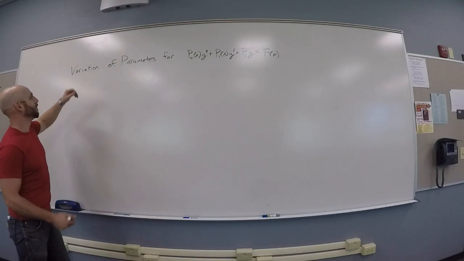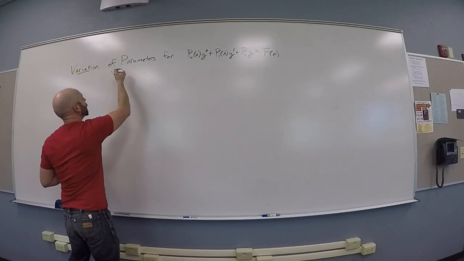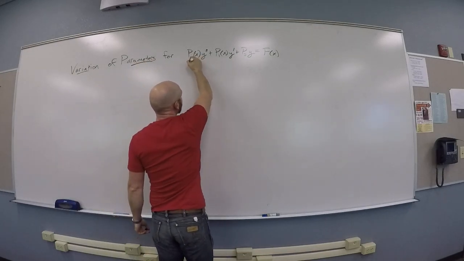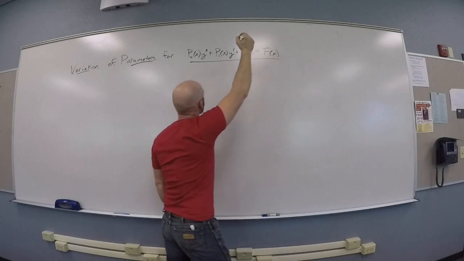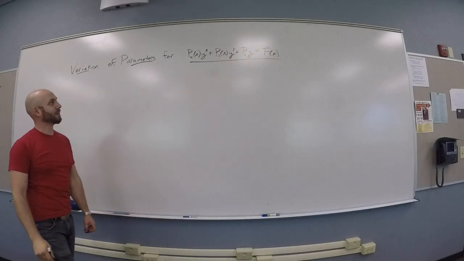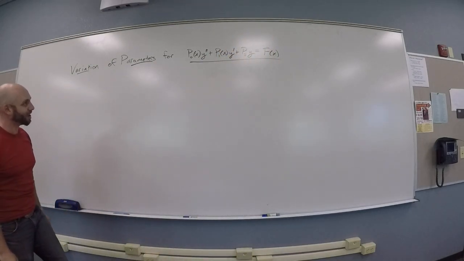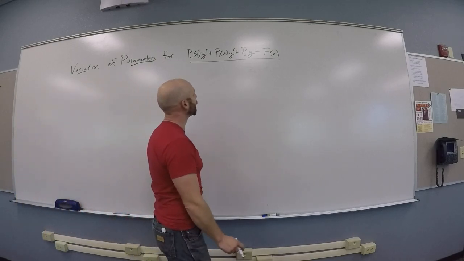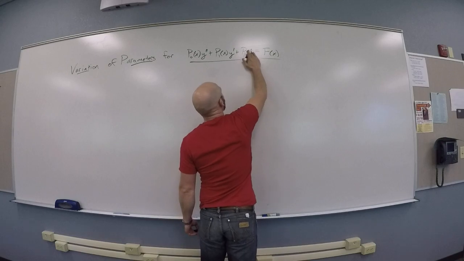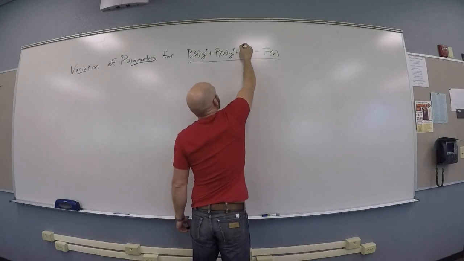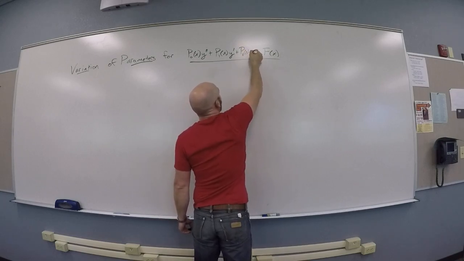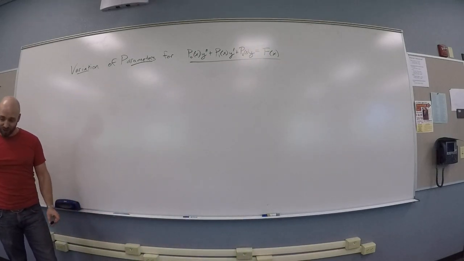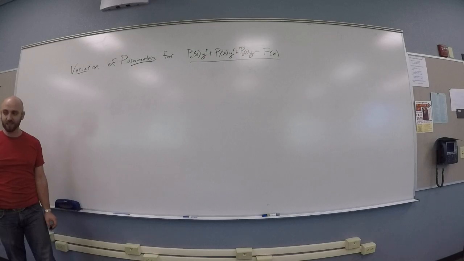We're going to try to do variation of parameters for things that look like p naught of x y double prime plus p1 of x y prime plus p2 of x y equals f of x. So, first things first, you'll classify this for me?